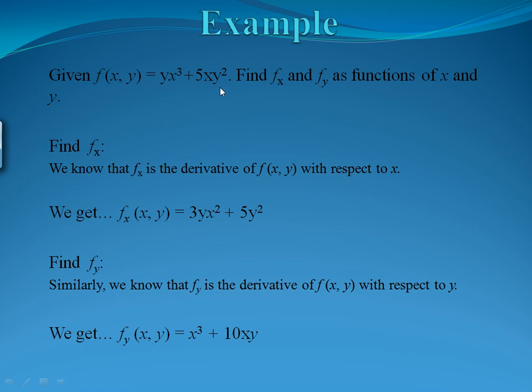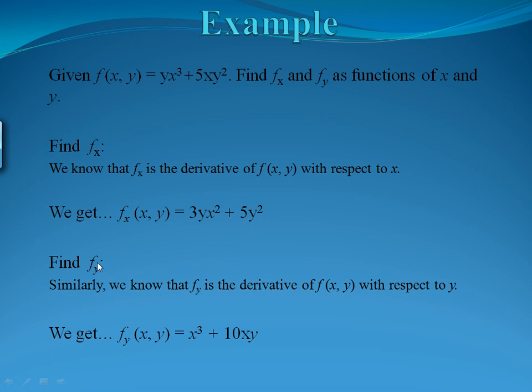Now for the second term, we have 5xy squared. x is our variable. 5 and y squared are constants. If you have a constant times x and you take the derivative, it is just that constant. So the entire constant is 5y squared, that's multiplying the x. So that's our second term here. So our entire partial with respect to x is now 3y x squared plus 5y squared.